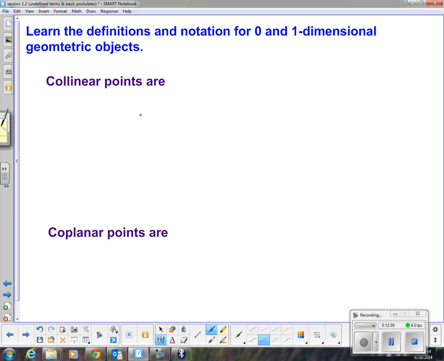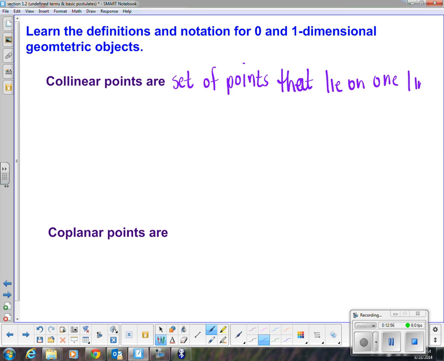All right, so we're going to learn some definitions. Collinear points are a set of points, set meaning like a group of points, and they're special, that lie on one line. Okay, look at this, this is really cool. Look what you see inside this word. See that? There's the word line. Collinear set of points is a set of points that lie on a line.